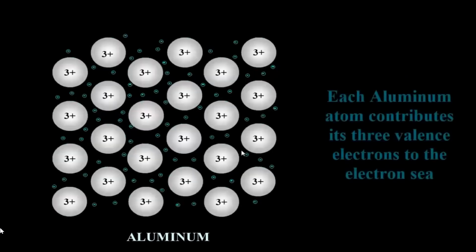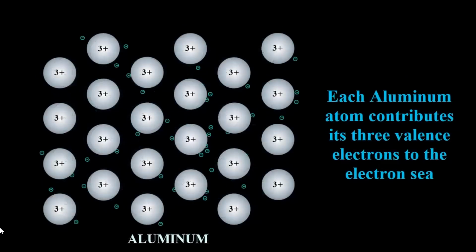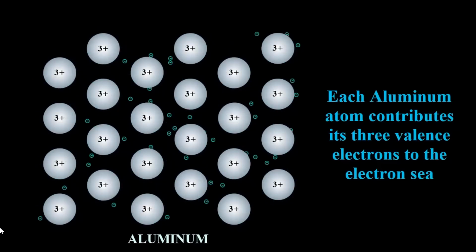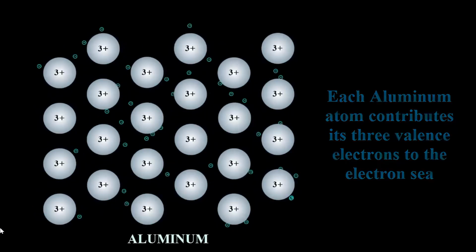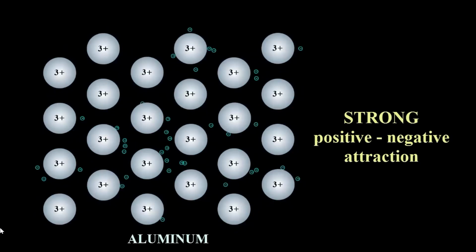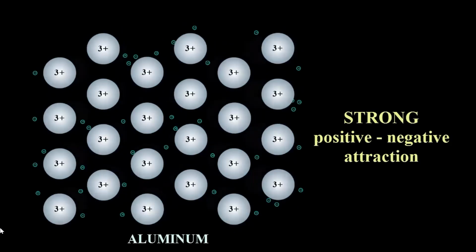So aluminum giving up 3 electrons means that all the cations have a 3+ charge, and each aluminum atom has contributed 3 electrons to the sea of electrons. This creates quite a strong attraction, and we can use this model as a way to explain various properties.